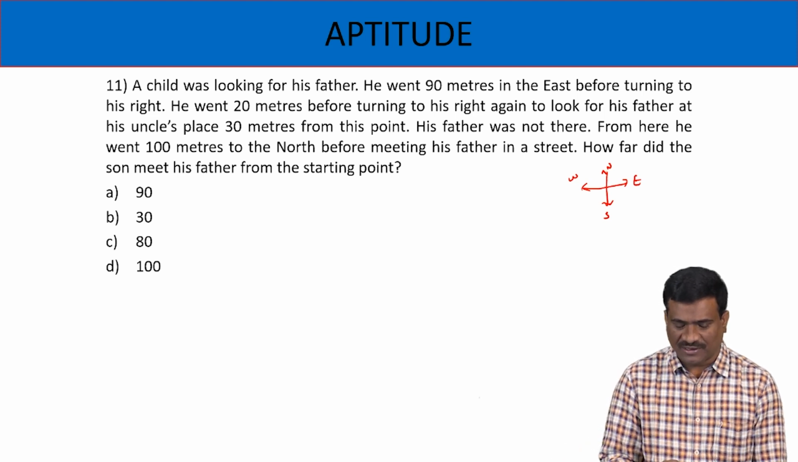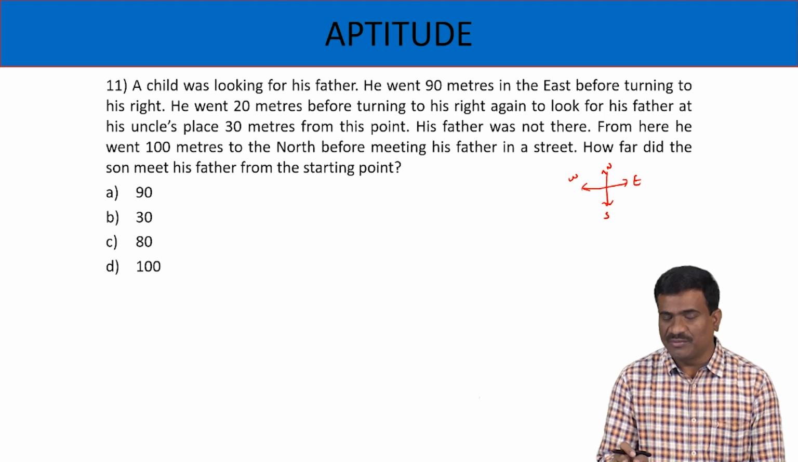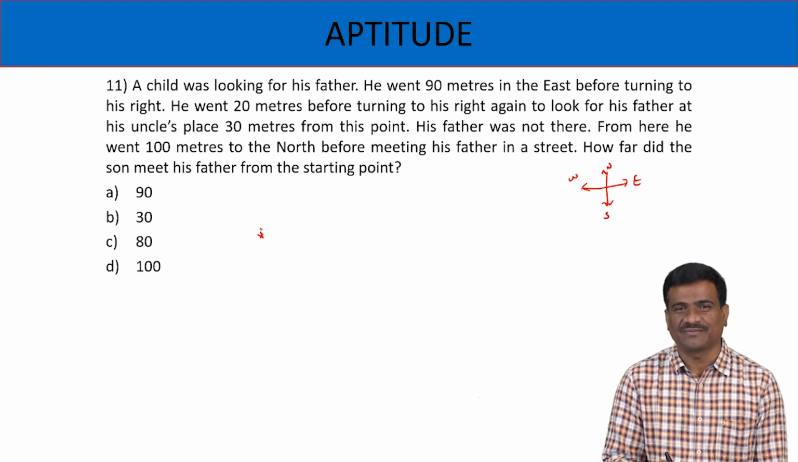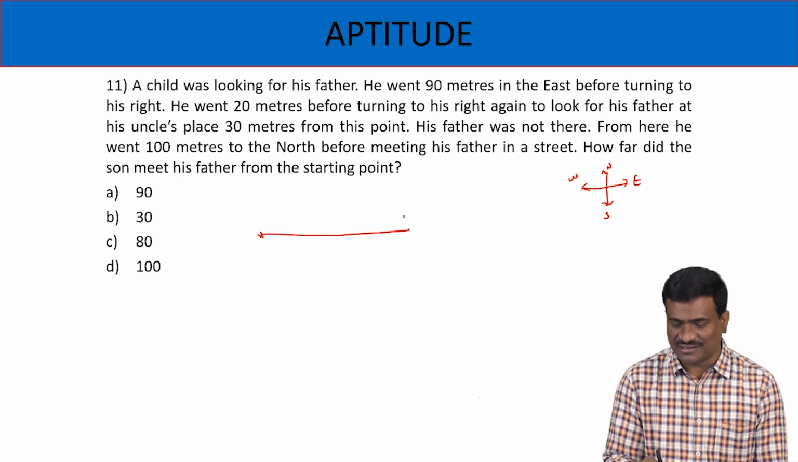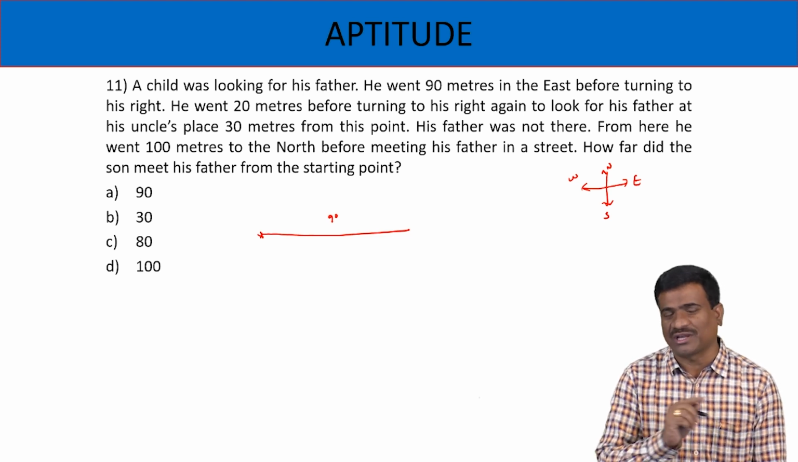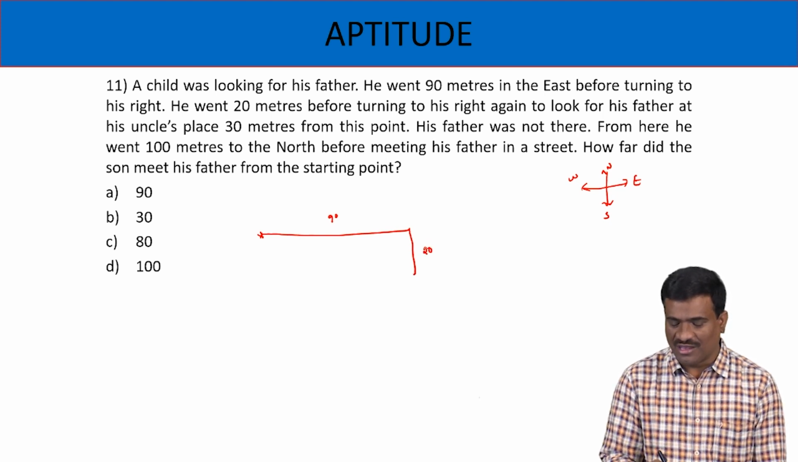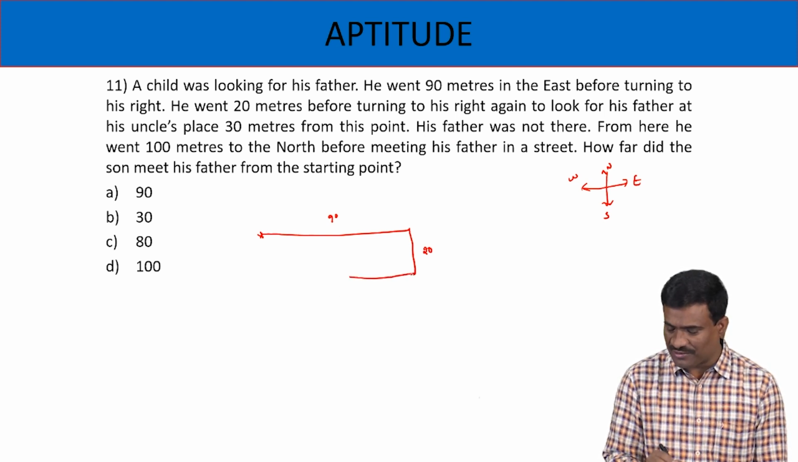First statement: a child was looking for his father. He went 90 meters in the east. Suppose this point is called the starting point, and this direction is called east, 90 meters. After 90 meters, turn to the right, and he went 20 meters. This is called 20 meters distance. Again he turns to the right, this is called the right direction.